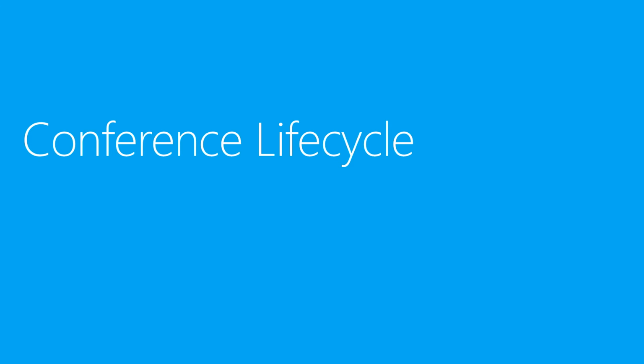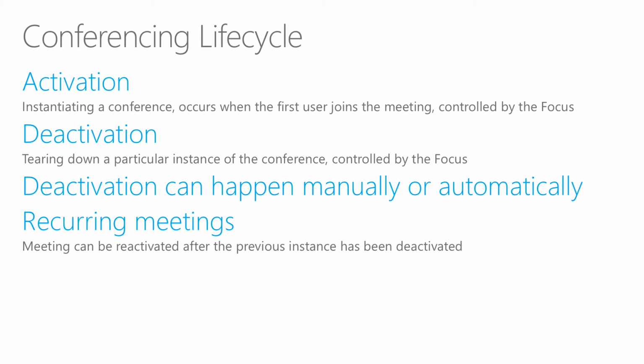Conference Lifecycle. In terms of the conference lifecycle, there are two key concepts to be aware of. The first is conference activation and deactivation, and the second is conference expiration. Conference expiration is the process of deleting content related to the meeting as well as the metadata associated with the meeting. We're going to talk about that in later slides, but first we'll focus on activation and deactivation.